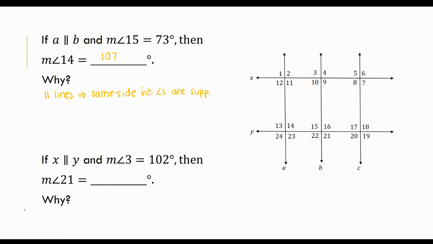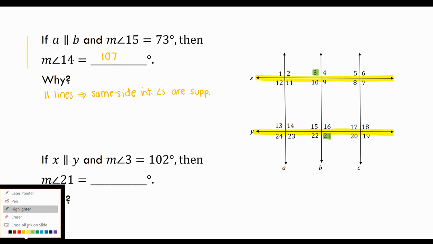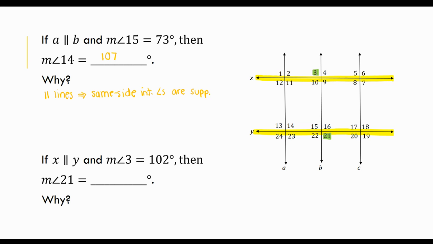In this second problem, it says that X and Y are parallel. So X and Y are the two lines that will not intersect. We're talking about angle 3. Angle 3 is right here. They're saying that that is 102. And then we are looking at angle 21, which is over here. So while the two lines that are parallel have three different transversals, based off of the angles that we're focusing on, we want to focus on the transversal that helps form those angles. So it looks like line B.